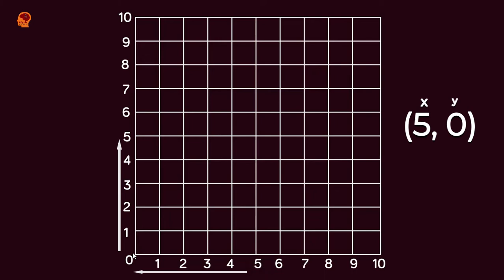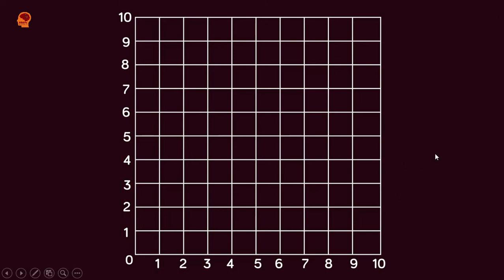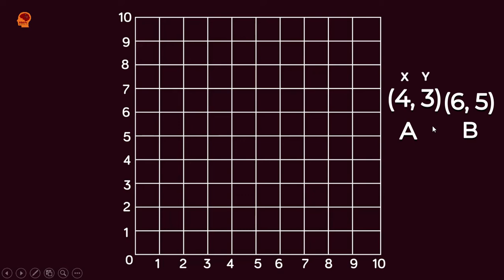Now what if we are asked to find 2 points, or show the 2 points in a coordinate graph? It is very simple. Let's take, for example, point A, which is 4 and 3, and point B, which is 6 and 5. The first thing we do is label them x and y, as you are seeing on the screen.